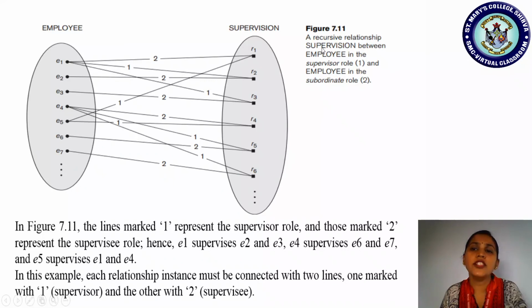A recursive relationship supervision between employee in the supervisor role and employee in the subordinate role. Hope you all are following this. So any doubts, you can ask me to repeat it in any of the sessions. It is a very important concept in relationship type, recursive relationship. What do you mean by recursive relationship? Explain with an example. This will be a possible question.